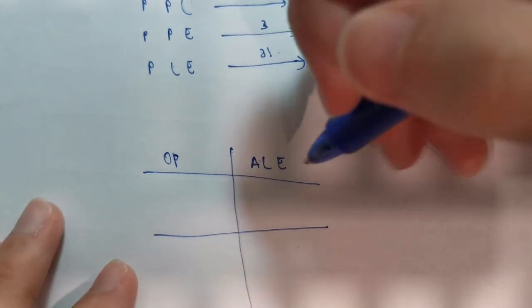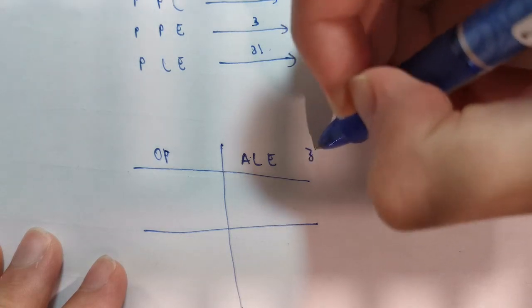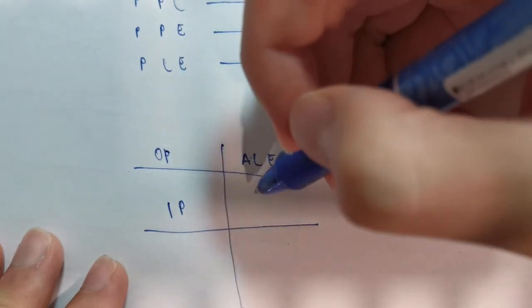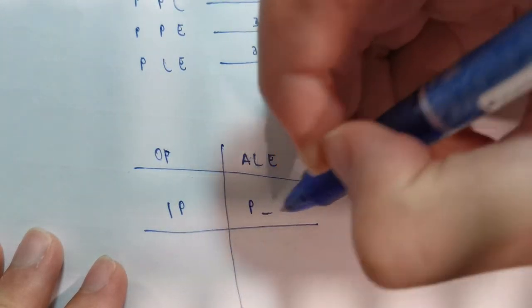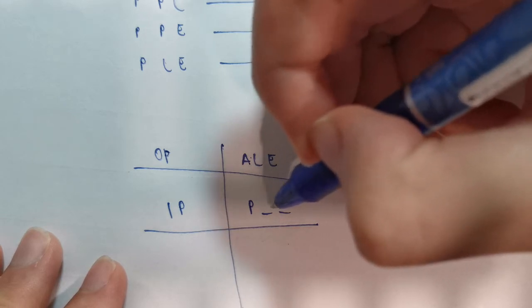A, L, and E. Then you get 3 factorial ways, which is 6 ways. Then what if there's 1 P? So there's P something something, right? So there are A, L, E, you can fit it over here.